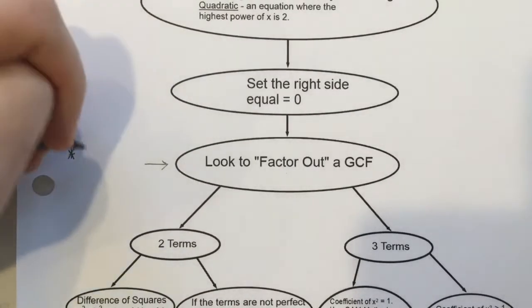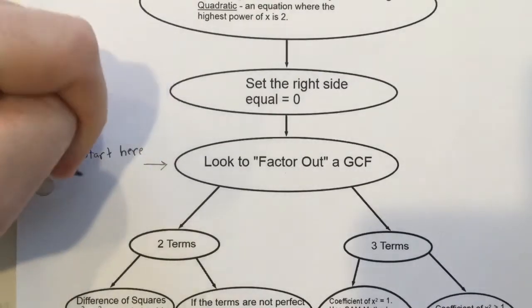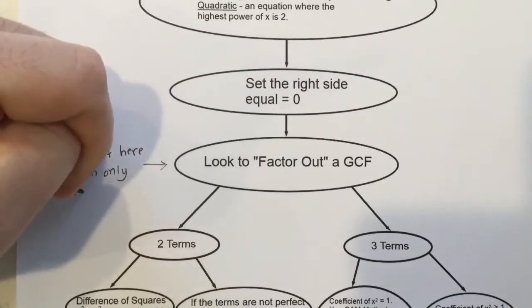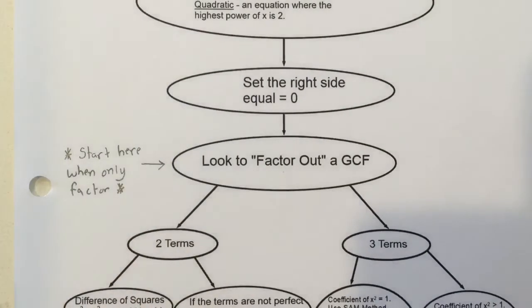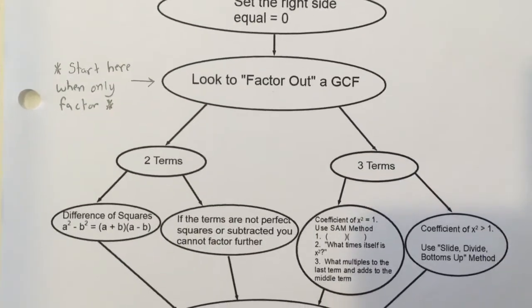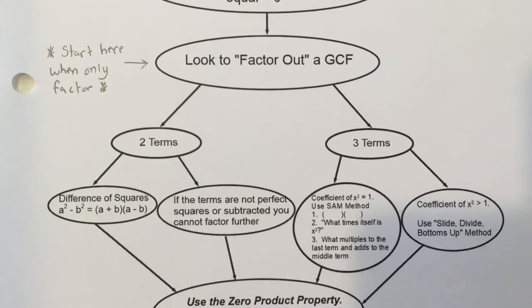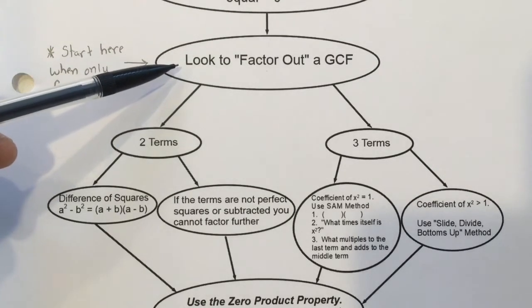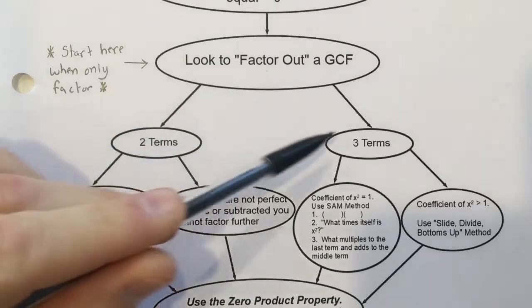Like a star, it says start here when only factoring. Because right now we're going to only factor. We're not solving. So, with that being said, we're looking for a GCF first at all times. And our options are either 2 terms or 3 terms.